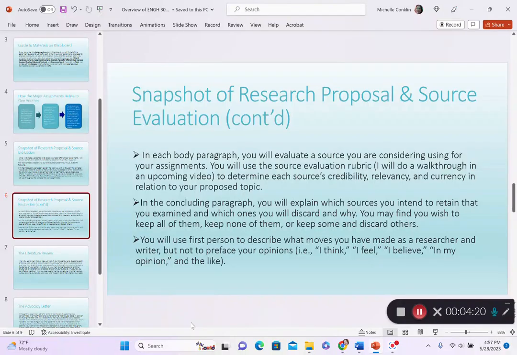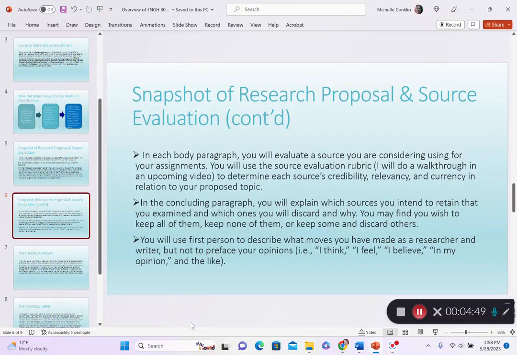So make sure you go through that assignment guide and go through all the other materials that I provide, such as the grading rubric, videos, PowerPoint, etc., and assignment examples, so that you can see what that source evaluation and the proposal look like. Because after you propose your topic in the introductory paragraph, then you are going to spend your body paragraphs evaluating your sources. One source per body paragraph.